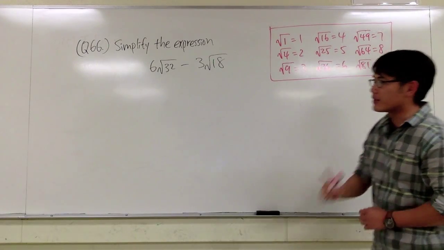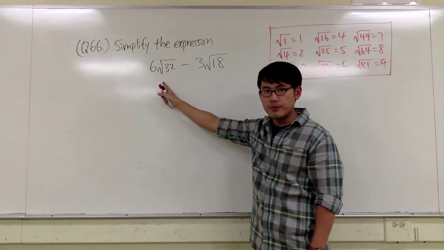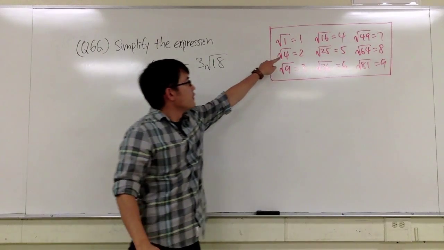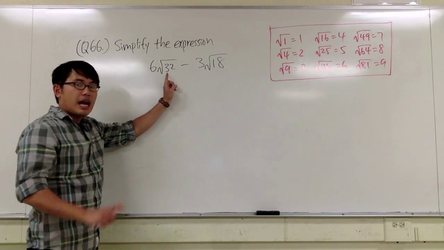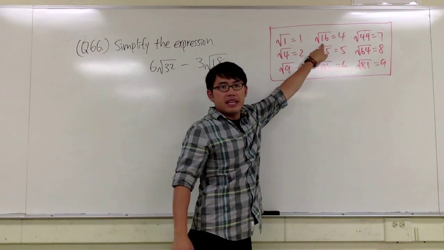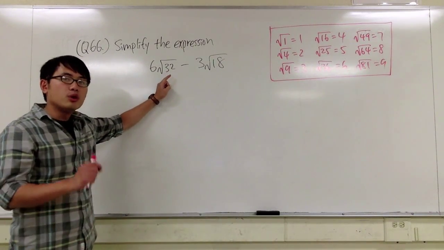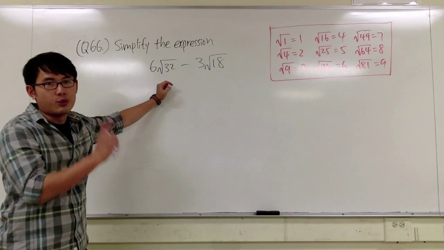And then we have to think about which of these numbers will be able to go into 32. And we have two choices. Right here, we know that 4 goes into 32 8 times. However, we also have another choice. We see that 16 goes into 32 twice. You want to pick the bigger number that works. If you do that, you can just do it in one step.